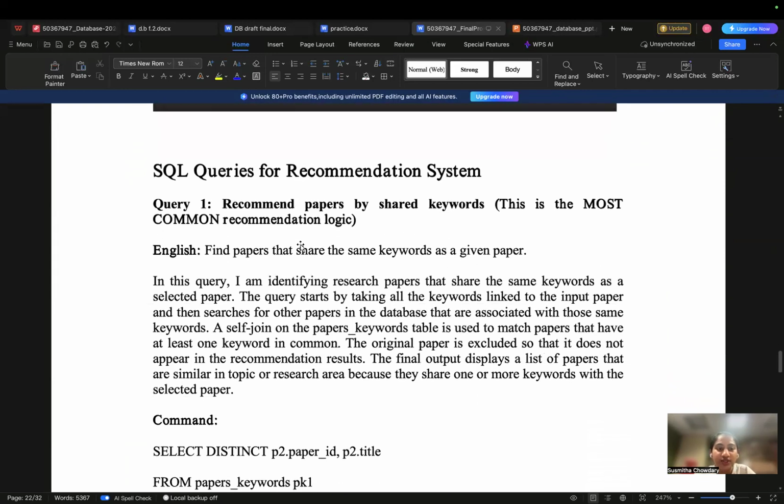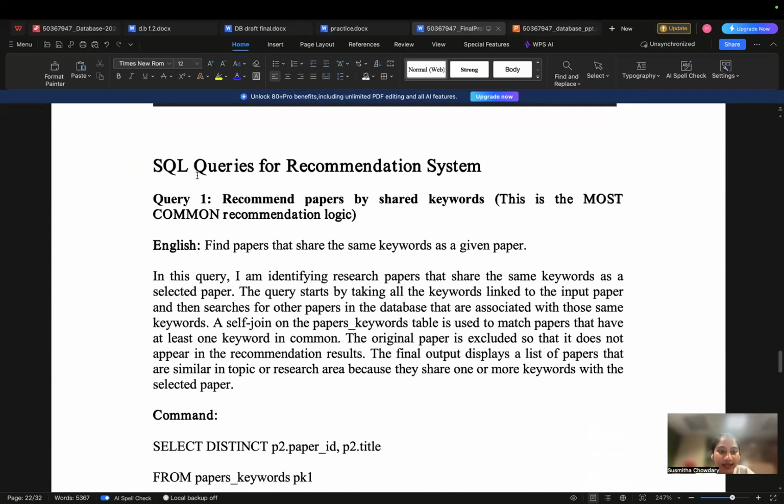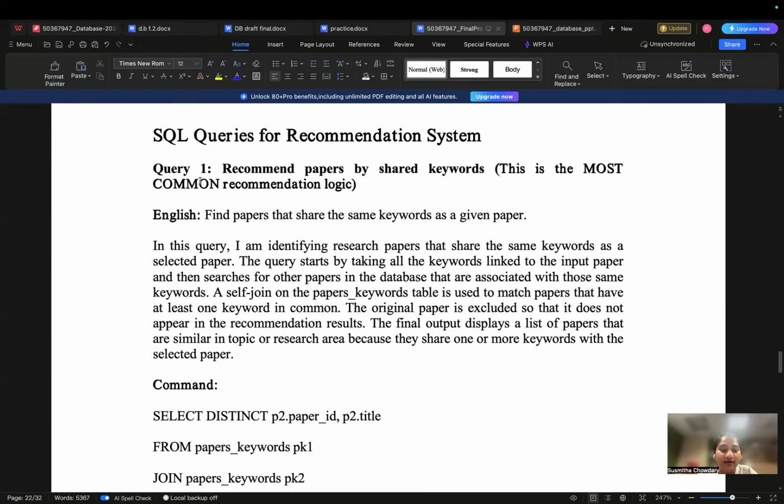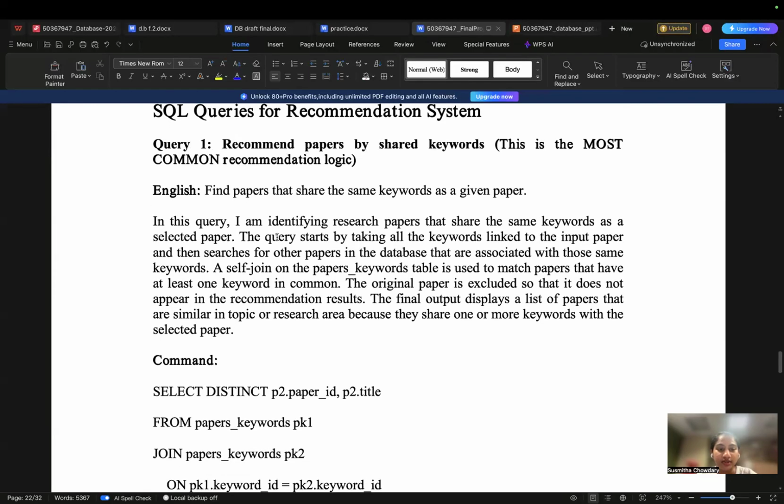And now coming to the actual SQL queries for my project, to recommend the actual papers to the users. I have run seven queries. Coming to query one, I have written the query to recommend papers by shared keywords. This is the most common recommendation logic.